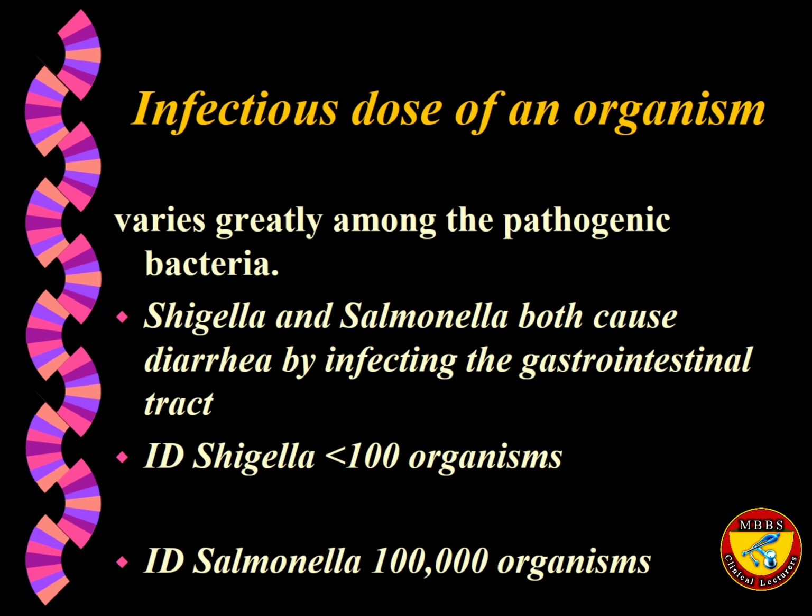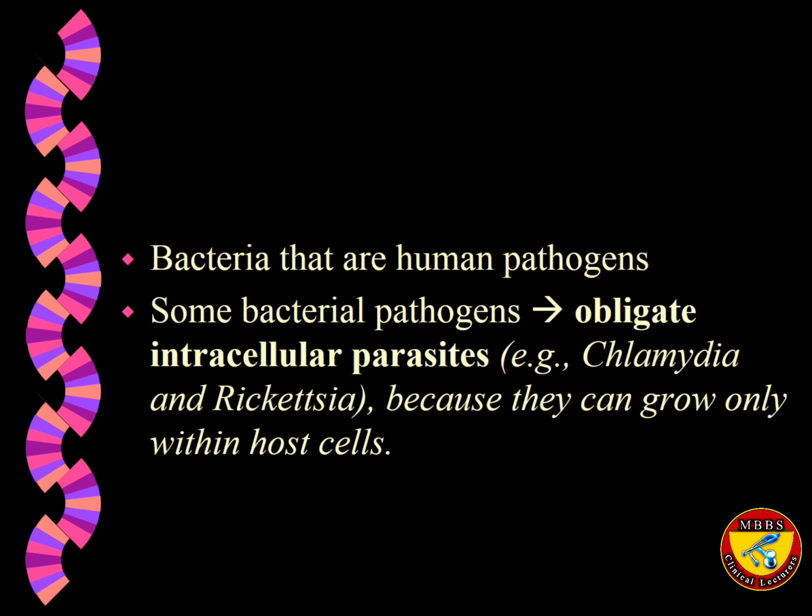So the infectious dose of Shigella is low. Only a low number of organisms can cause this disease. While for typhoid, the infectious dose is higher. 100,000 microorganisms are needed to cause enteric infection or typhoid. And bacteria that are human pathogens, some of them serve as obligate intracellular.